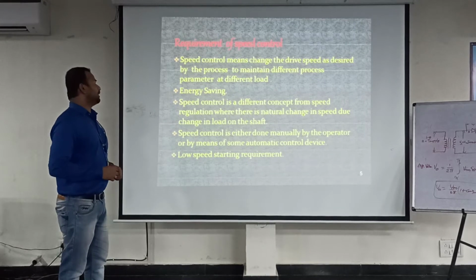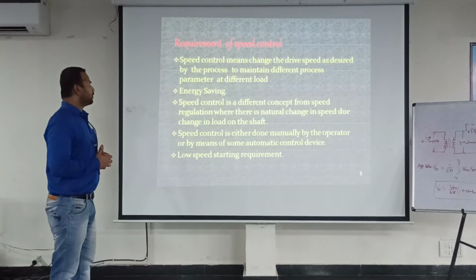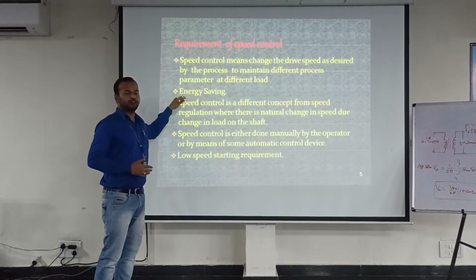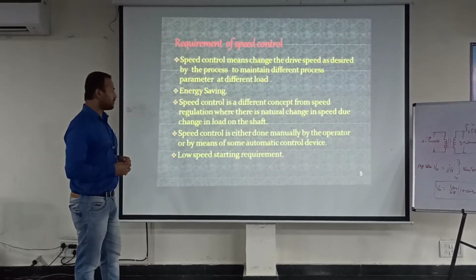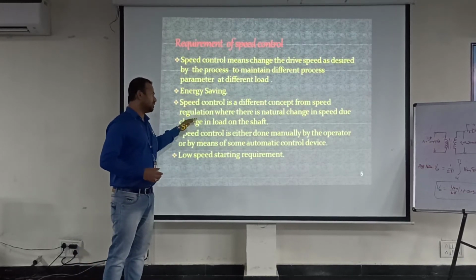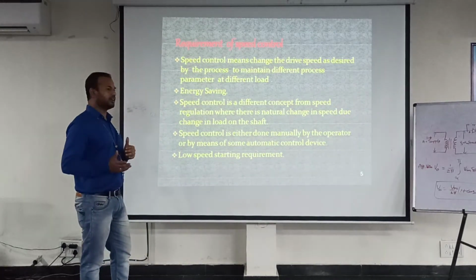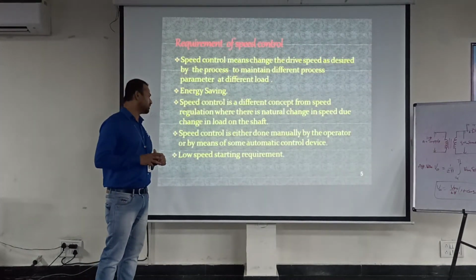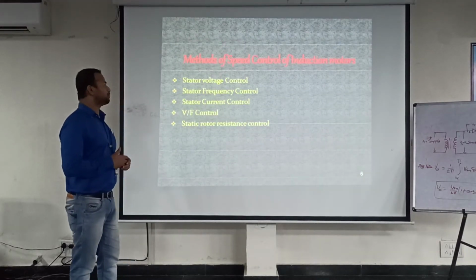What are the requirements of speed control? We need the drive for speed control, and while doing this speed control we are saving energy compared to the normal control method. There is a difference between speed control and speed regulation. In speed regulation there are load characteristics which are required, but in speed control there is no load requirement. The induction motor is directly controlled.